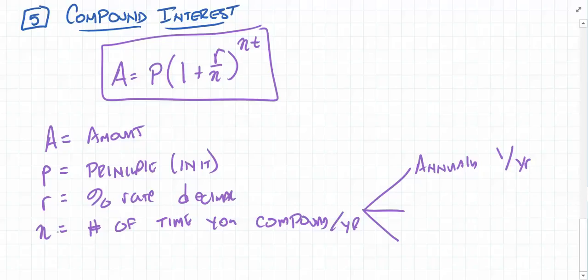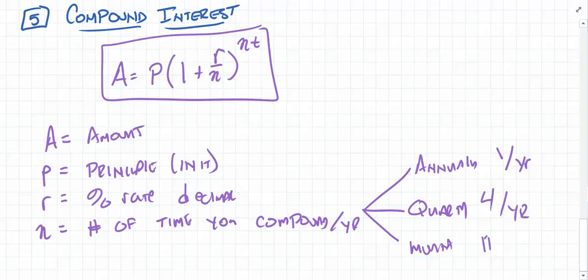Does that make sense? There are other ways to compound interest. The second way is quarterly. So if you're compounding quarterly, how many times a year would you compound something quarterly? 4 times a year. So your N would be 4 times per year. The other way that the book shows us is monthly. So what do you think that's going to be? Yeah, your N is going to be 12. 12 times per year.